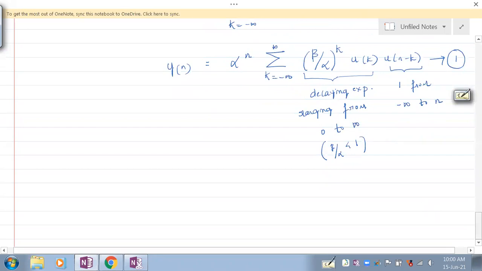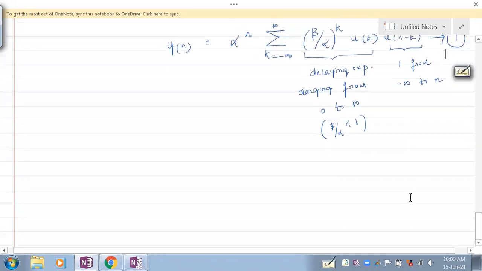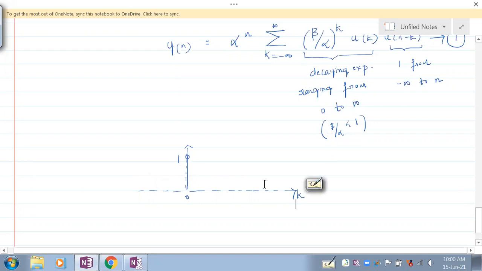Understand this? Now let's draw our sketch. I've told you this is a decaying exponential, again and again, so I'll not go into details of explaining how it looks. Any decaying exponential, or any exponential for that matter, will have 1 at k equal to 0. Since it is a decaying exponential ranging from 0 to infinity, on the left hand side you will not have any samples. You'll have samples only on the right hand side.